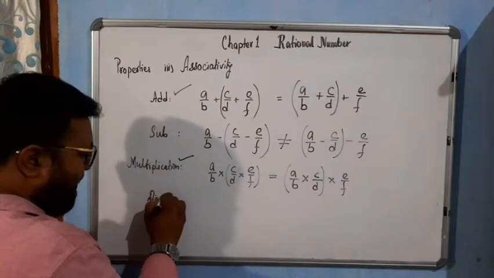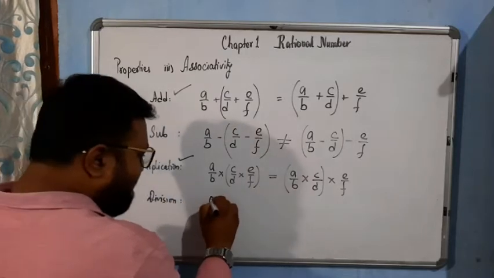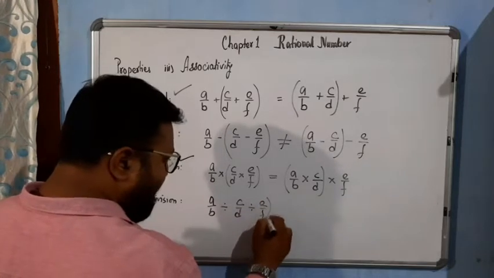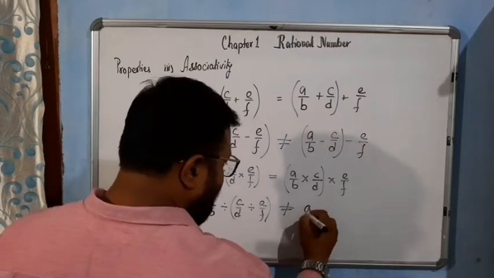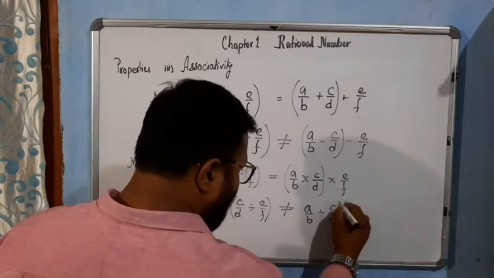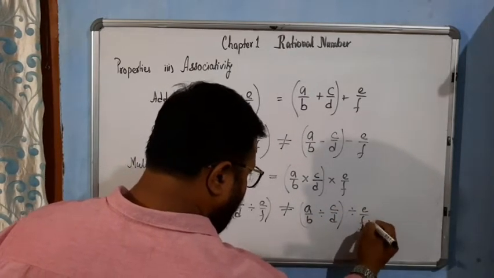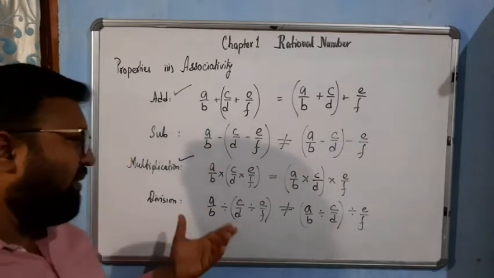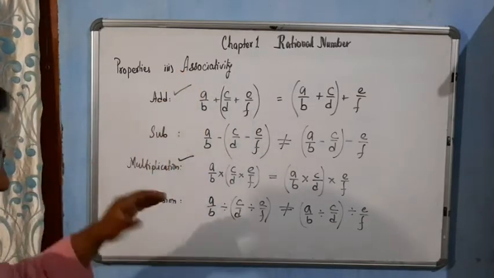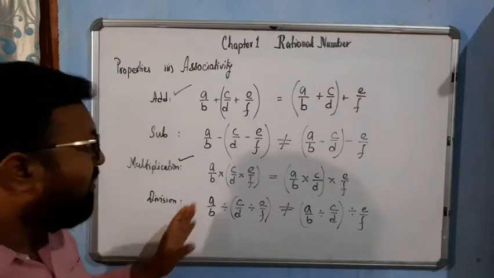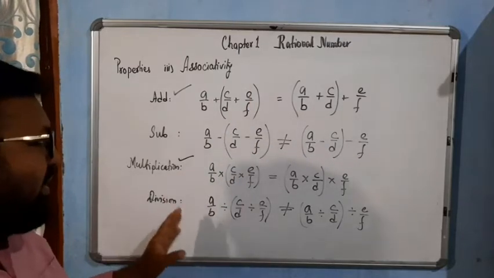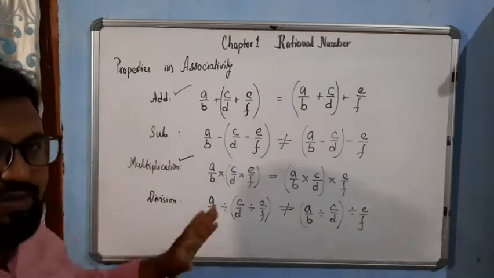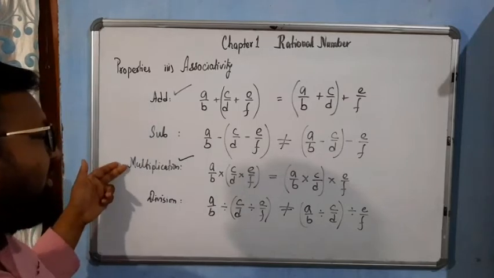Now what about division? In division, A by B is divided by C by D is divided by E by F is not equal to A by B is divided by C by D is divided by E by F. So in case of division, you will not get the result here. Means it is not applicable. The associative property is not applicable in division for a rational number. So we can say that for associative property, rational numbers are not closed under division. It is only closed under addition and multiplication.